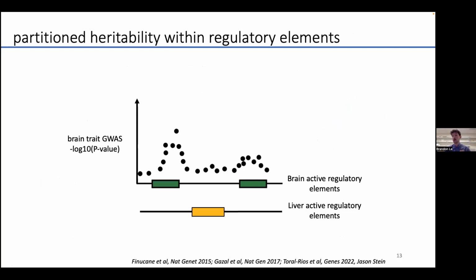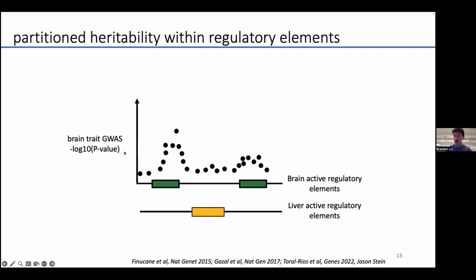So are the regulatory elements that are active in these cells actually important for neuropsychiatric disorders and brain development? Well, we can try to evaluate that and see if these are a good cell type to look in by looking at partitioned heritability. And in partitioned heritability, what we're trying to do is understand how much of a genetic signal could be enriched within some annotated portions of the genome.